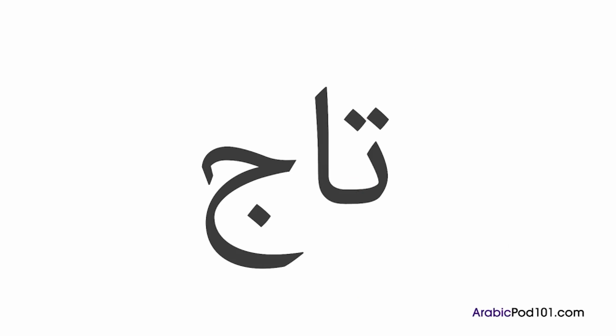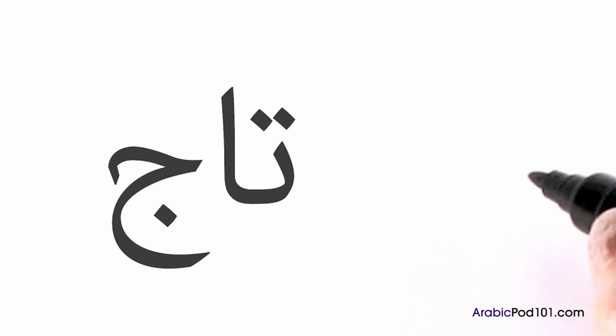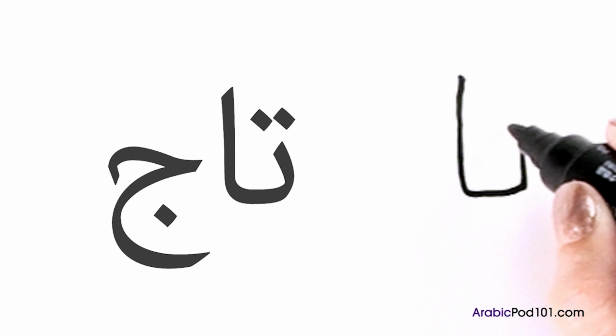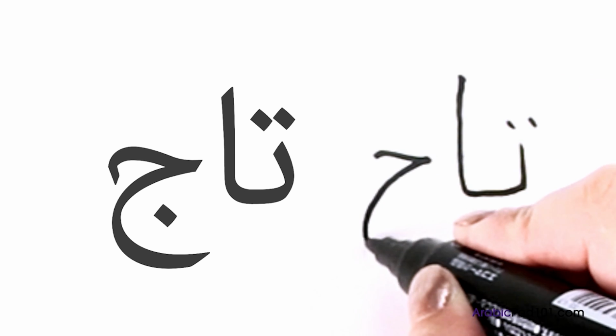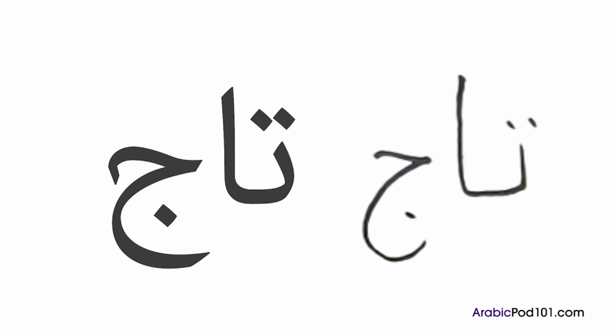Let's learn a word using some of these letters. Taj. Repeat after me. Taj. Taj means crown. That's ta in the initial form, alif in the final form, and jim in the isolated form, disconnected from the alif before it, because as we learned in the first lesson, the alif connects differently. Now let's try writing it. Taj. First, write the ta. The boat connected to the alif, the two dots, then the jim in the isolated form. Nice work!